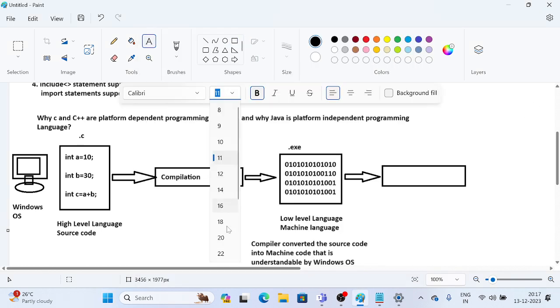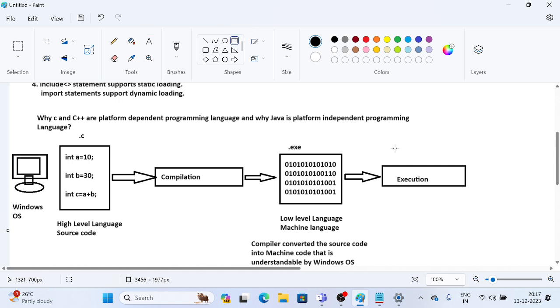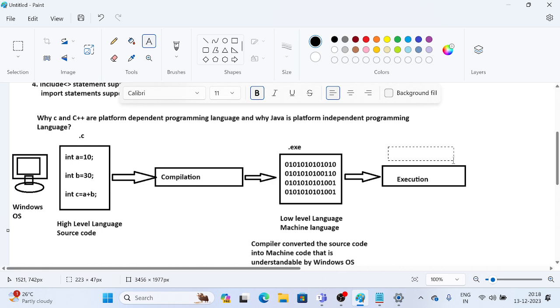Let me write it here. Execution in C or C++ is always taken care of by the C engine. The C engine is a component that is available in the C programming language, the C software. You can just remember these terminologies, since we are learning Java, only for comparison purposes. The C engine executes the machine code to get the relevant output.